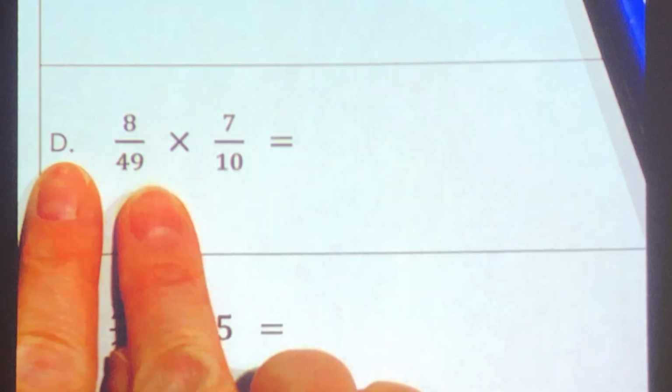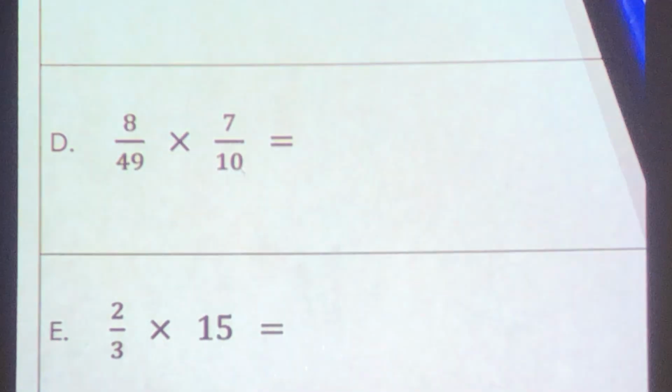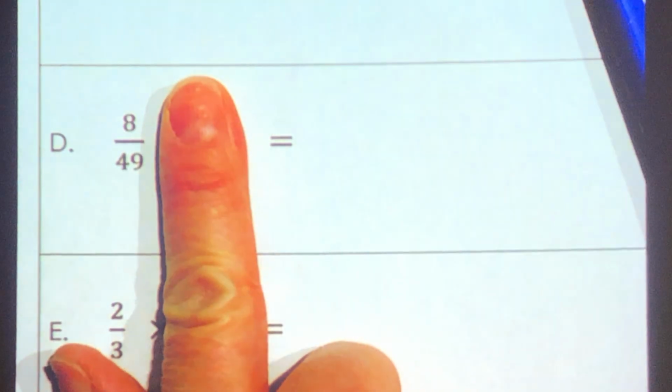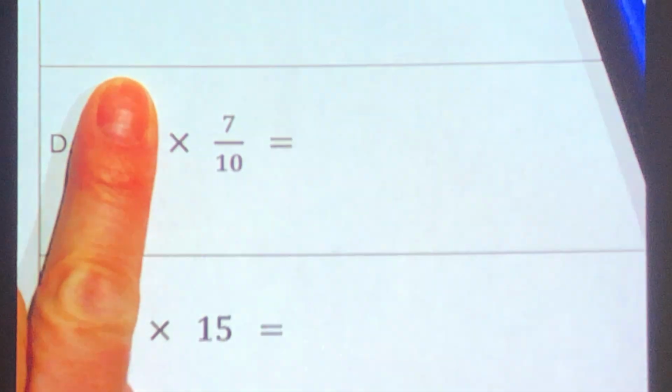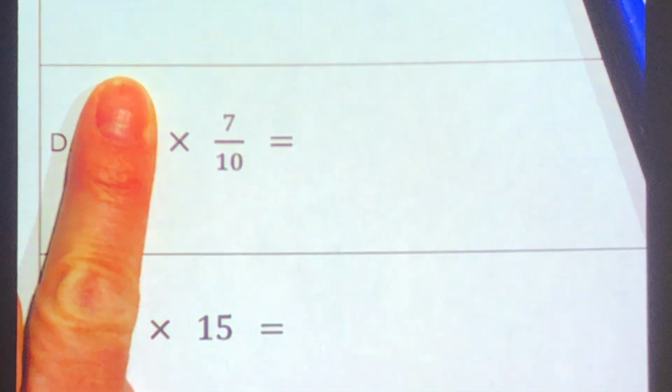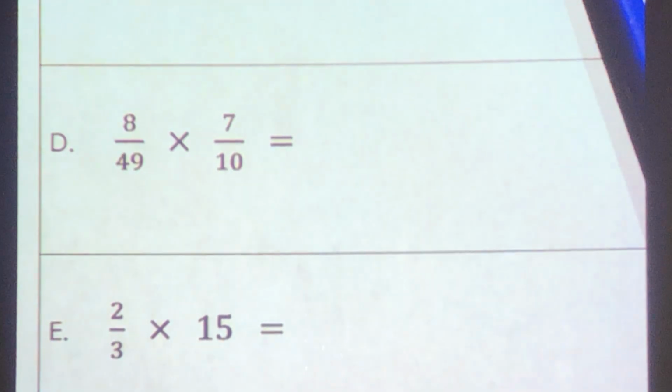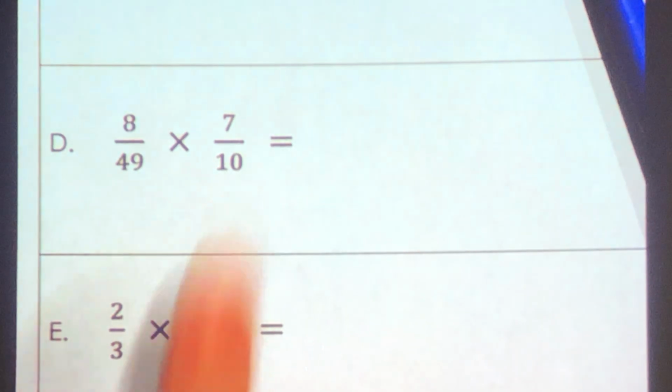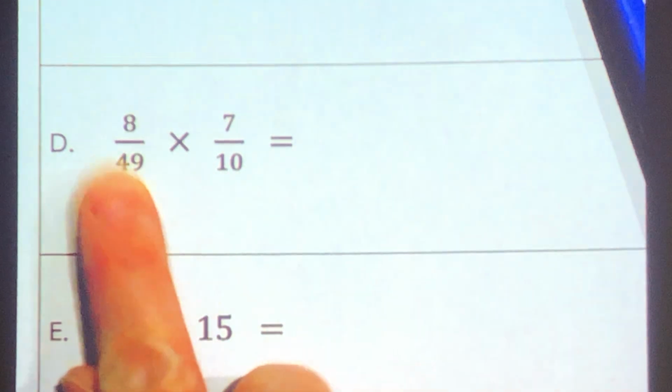So when you see 8/49 times 7/10, before multiplying across the top and multiplying across the bottom, I should see if I can simplify this, because it makes it a lot easier. I know I can't simplify 8/49, if it was 7/49, but it's not. And I know I can't simplify 7/10, right? But we said we can switch the order around. We're allowed to. So what actually could happen is I could move this 10 over here and the 49 over here.